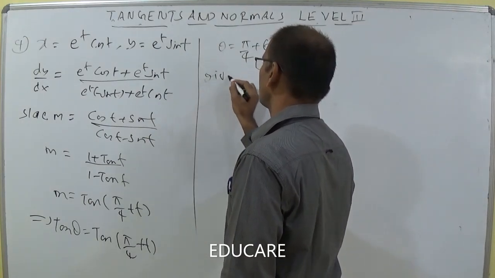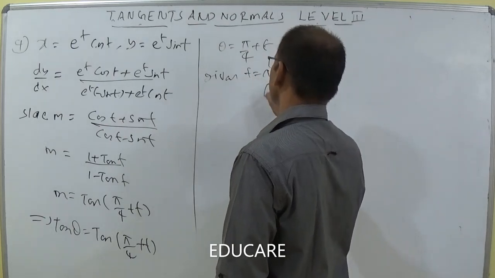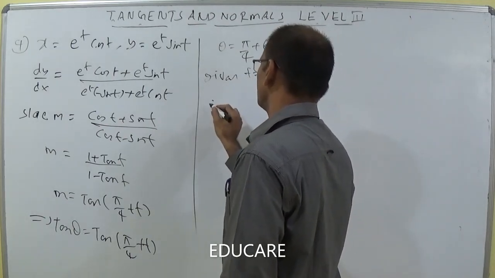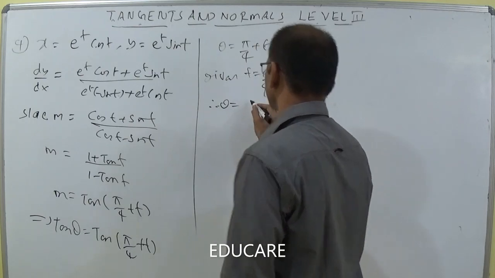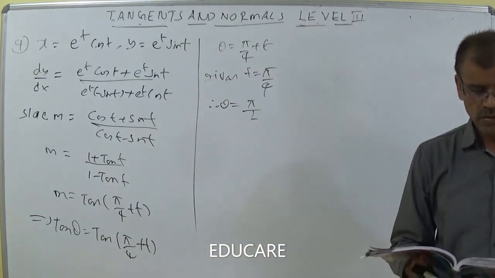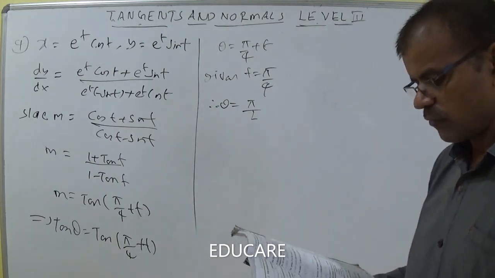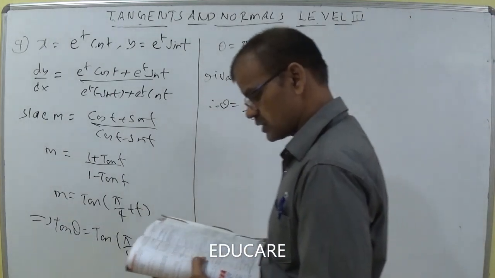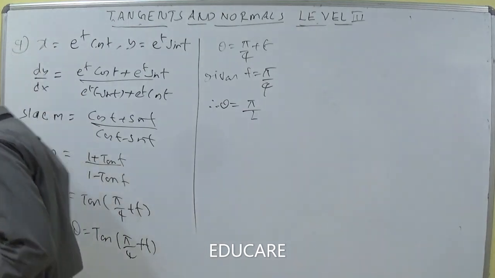According to the given condition, t is equal to pi by 4. Therefore, you substitute the value of t, and you will get pi by 4 plus pi by 4, which is pi by 2. Here it is the fourth option. Now let us discuss the fifth question.